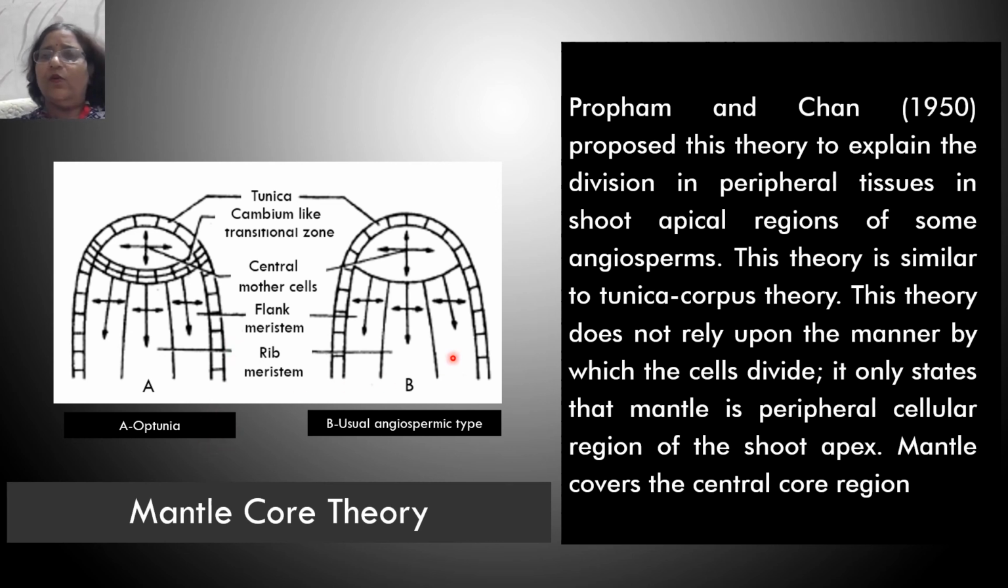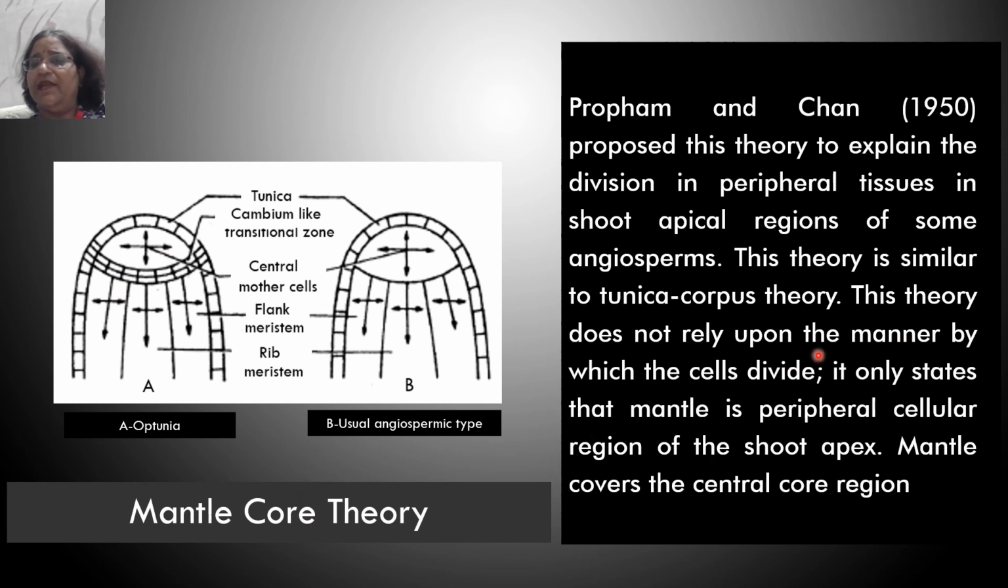This is the mantle core theory. Popham and Chan proposed this theory to explain the division in the peripheral tissue in the shoot apical region of some angiosperms. This theory is similar to the tunica corpus theory. This theory does not rely upon the manner by which the cell divides. It only states that the mantle is peripheral. This is the mantle which is peripheral and this is the center, that is, the core.